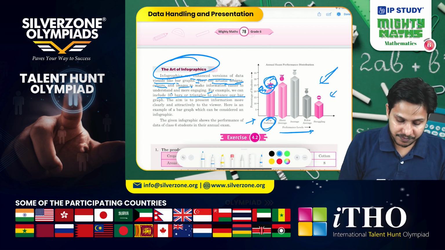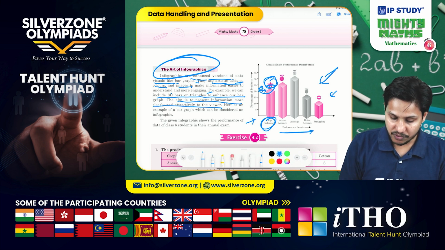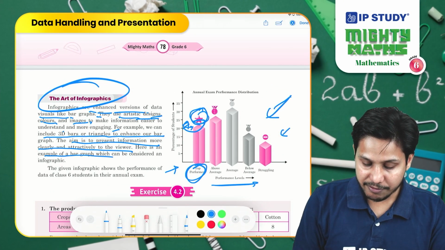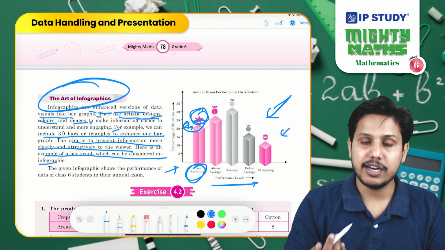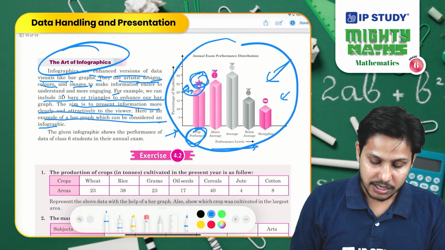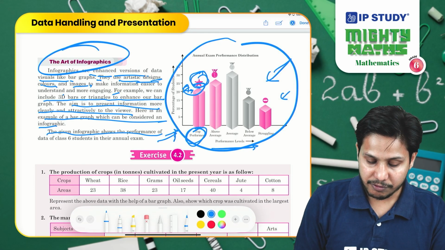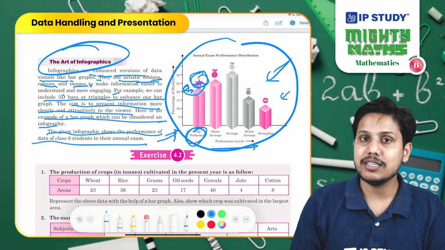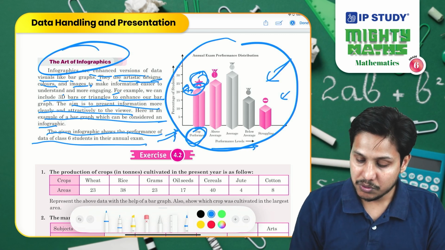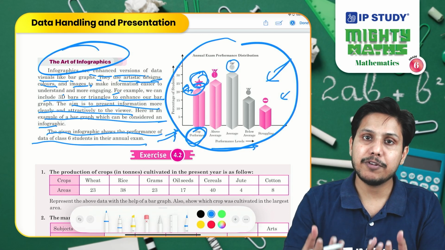Yes. Now the aim is to present information more clearly and attractively to the viewer. Here is an example of a bar graph which can be considered an infographic. So here is one example of infographics. What this infographic shows is the performance data of class 6 students in their annual exam. Using these symbols makes it easier to identify what type of representation is made.